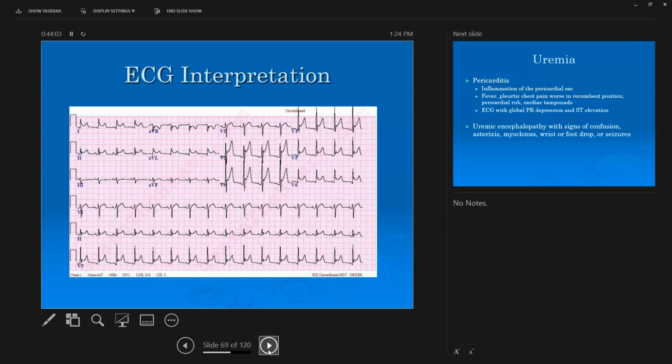And then look at that PR. What does that PR look like? Depressed. Yep. So if you have PR depression in multiple leads, ST segment elevation in multiple leads, what's that a sign of? Pericarditis. Yes. Good.